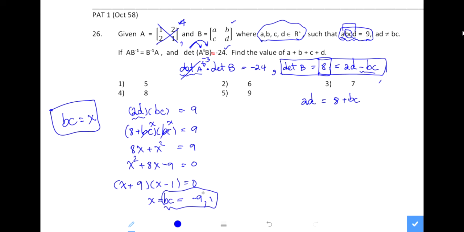This one is a thief. Kill him. But this number 1 is possible because positive times positive can be positive. So this is a good cop, you keep him. Number 1 is the good cop. So now when you have BC equal to 1, you go back there, and you know exactly that AD is gonna be equal to 9. Aha! So A times D is 9, B times C is 1.